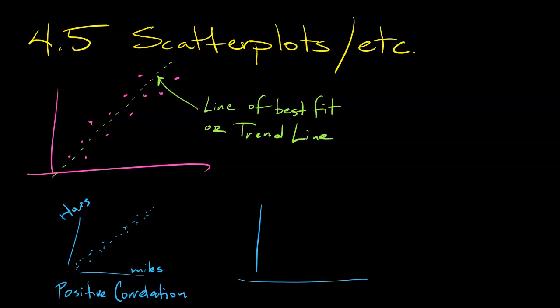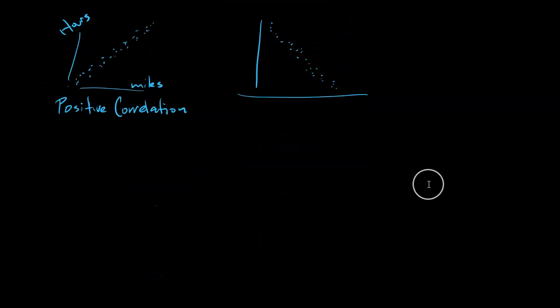If the points in your scatter plot go pointing to the bottom right, this is going to be called a negative correlation. Here, let me move this up. This is going to be called a negative correlation. Now, this basically means your information is opposite of each other.